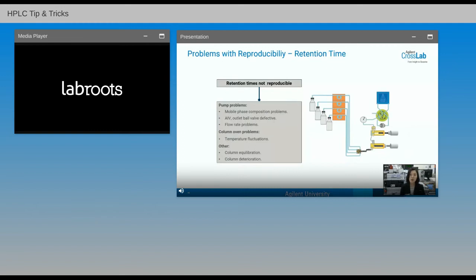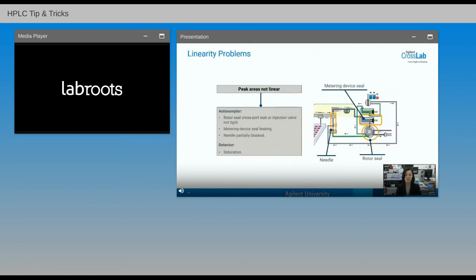This is just a repeat of what I've shared earlier about the instruments, especially when retention time is not reproducible, what could be the cause of it? Followed by peak area not linear, it could be the reproducibility of the metering device. Here is a more in-depth diagram for you to refer to so that you have a better idea of how it looks. Here you have the needle and the metering device. These are the parts that may cause the peak area to be not linear. Not linear meaning that when you increase the injection volume through the column, like 1 mL, 2 mL, 3 mL, 4 mL, 5 mL, you do not get a linear curve.